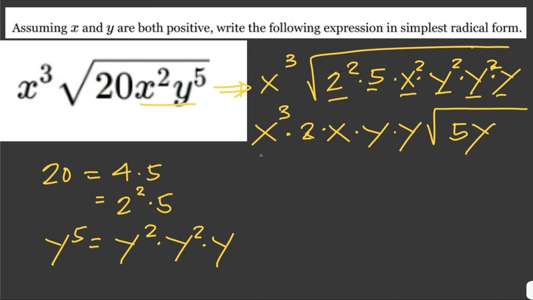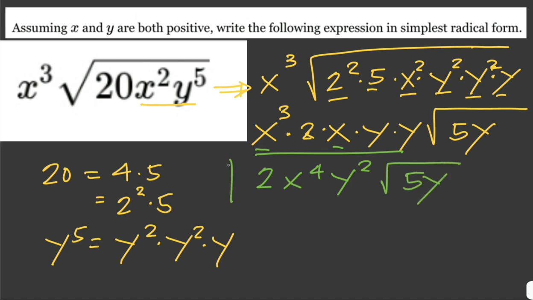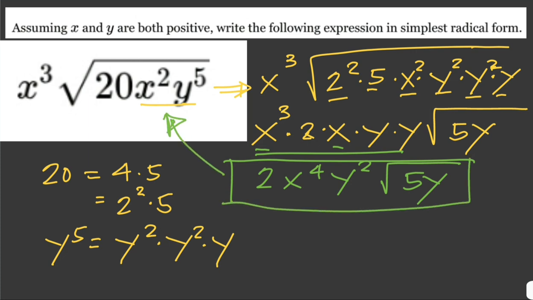Now we just have to simplify all the variables and numbers outside the radical. So we group like terms. We copy 2 since it's alone. Then we multiply x cubed and x, that is just x to the 4th. Then y times y is y squared, times the square root of 5y. So this is now the simplest radical form of the given expression.